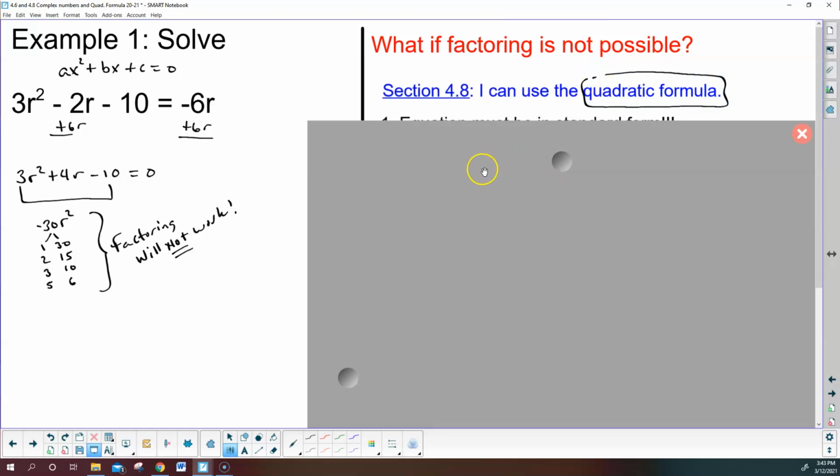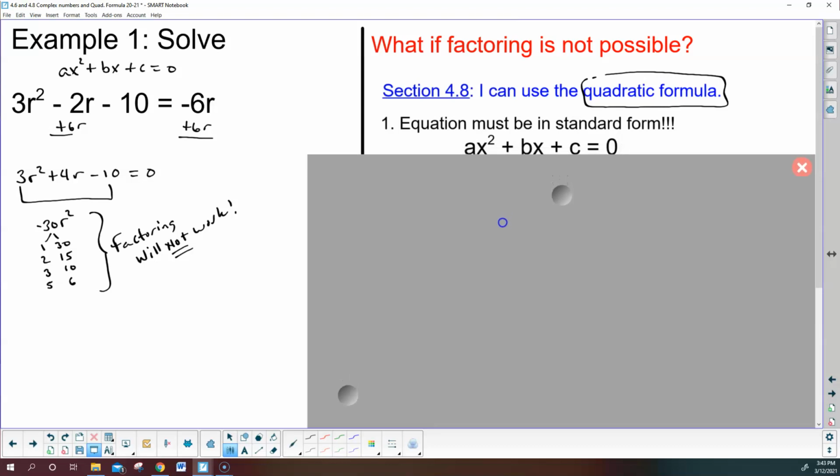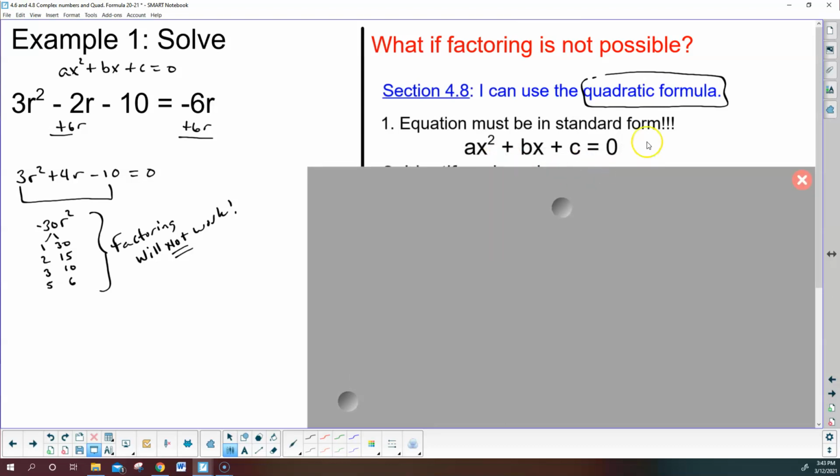You might remember this. I hope you do from Algebra 1. Technically, everything we've taught you, you've learned before in some form. Maybe the complex numbers are new. But here are our steps for solving using the quadratic formula. The first thing is your equation must be in standard form, meaning you have to have it equal to 0. All the x squareds, the x's, and the constants need to be on one side.